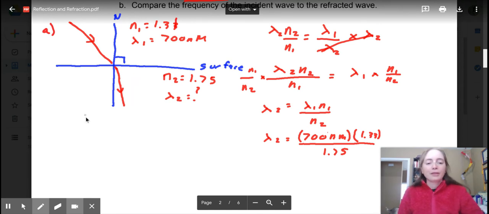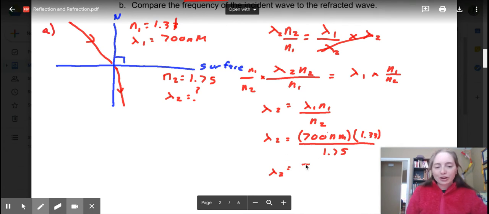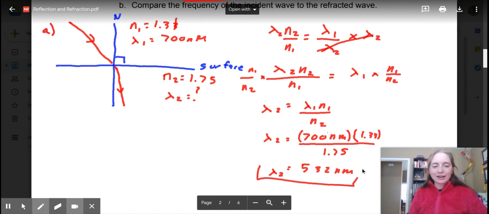Okay. So these values are unitless. There's no units to cancel out. The only units we are left with here are nanometers. So when we write out our lambda 2, it means that it is going to be in nanometers. So plonk your numbers into your calculator and you're going to get 532 nanometers. All right, so ladies and gentlemen, there is your answer for A.